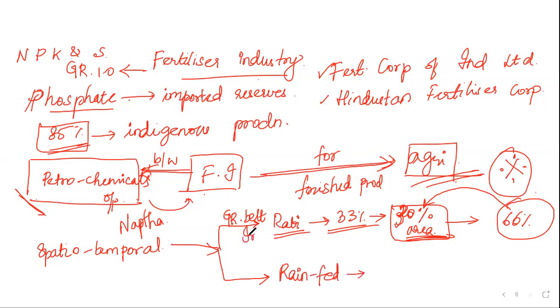These are irrigated portions, right? Green Revolution belt regions are well irrigated portions. The rest are rain-fed portions. The rain-fed regions of the country, which comprise close to 70% of the agricultural land, take only about 20 to 25% of the fertilizer use.